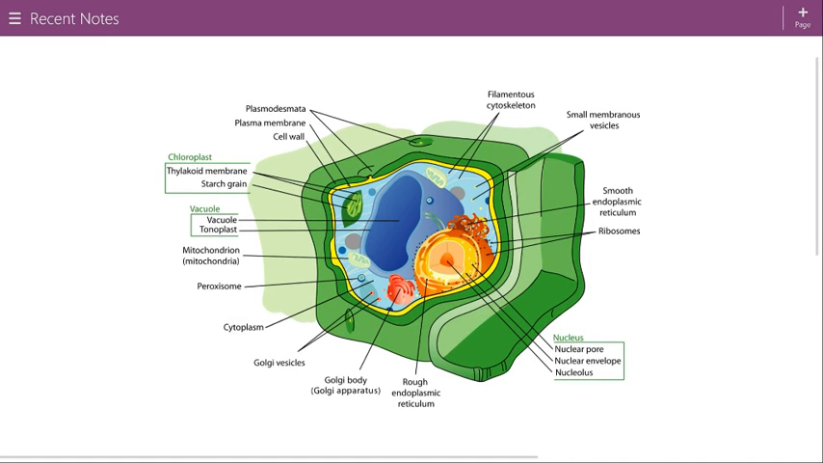Okay, so we're going to start at the outside with this cell wall here. So the cell wall is this nice green section. You can see it's got nice good structure to it over here, and the main purpose for the cell wall, particularly in a plant cell, is to give it that support and protection.